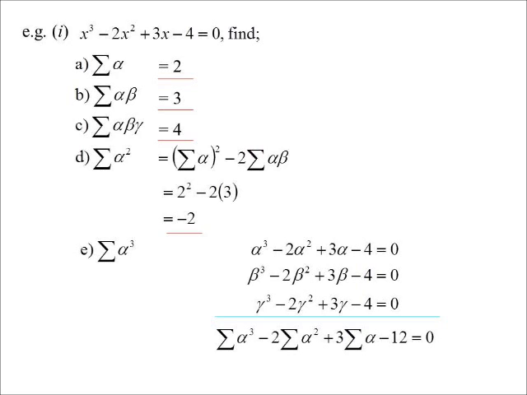The only thing we have to be careful with, of course, is the constant at the end. I don't have minus 4. I have minus 12 because that constant is there for each of the roots. So I get 3 lots of them.